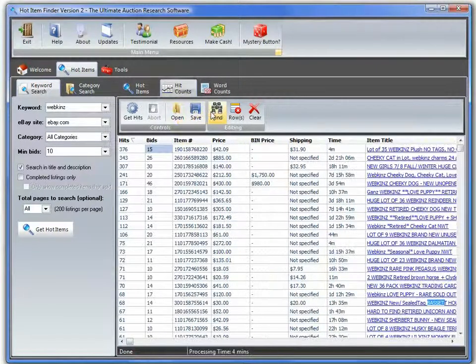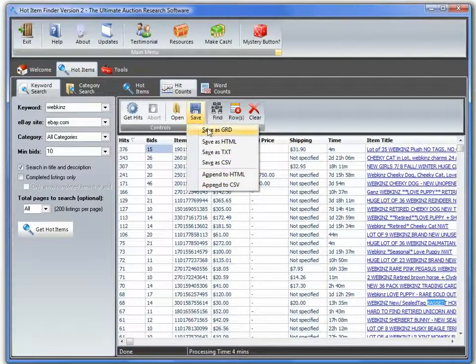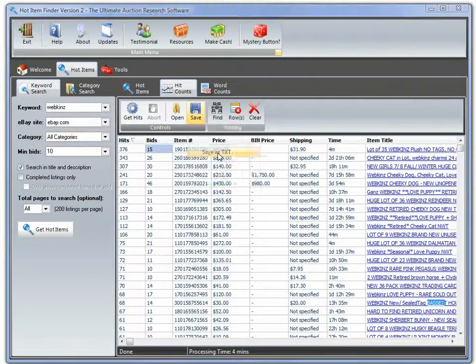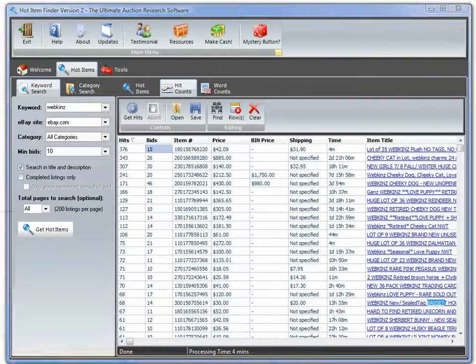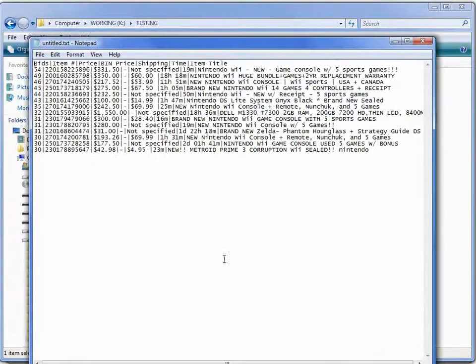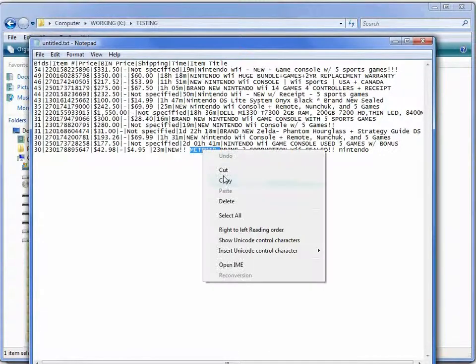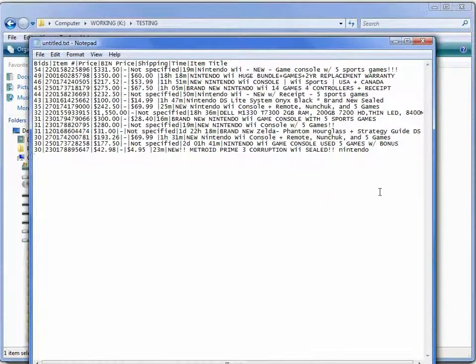Once you click that, it'll look exactly the same as this, and you can save all these different options. You save it as a text file if you'd like. Then you open up that text file and you can grab the words in there. The words will be over here in this column. You simply select the word, right-click, copy, and then you can paste it wherever you want, in your auction title. So that's how you would get access to those words.